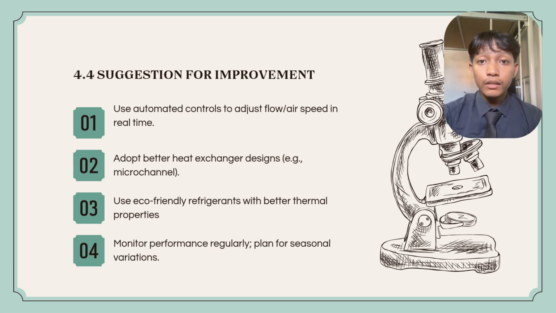To improve the system, we suggest adding automated controls to adjust refrigerant flow and airflow based on demand in real time. We can also switch to a better heat exchanger design, like a micro-channel condenser, which transfers heat more efficiently. It's also smart to use eco-friendly refrigerants that have better thermal performance and lower environmental impact. Lastly, regular monitoring and designing the system to handle seasonal changes can keep it running efficiently all year round.